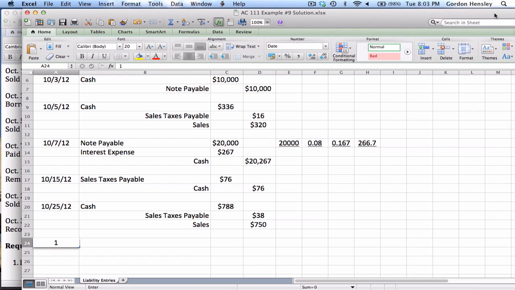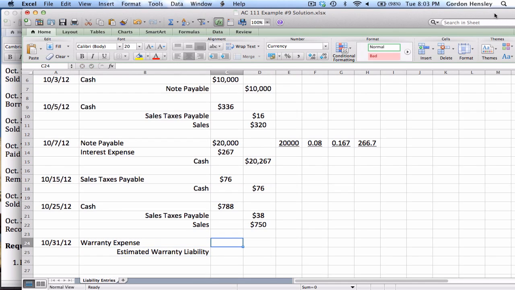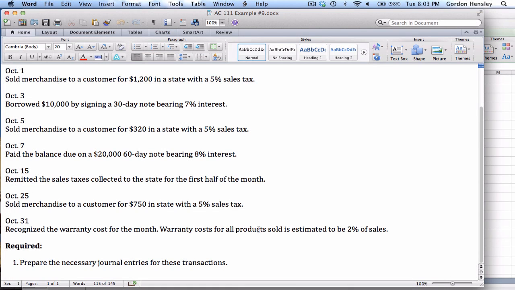So this is going to be on the 31st. The proper titles to use, we saw an example of this in the other video. It's an expense. It is a warranty expense, so that must be debited. And it is a liability, but it's an estimated liability. It's an estimated warranty liability. We just have to figure out the amount. Now, it's based on their previous experience, so they're saying it's based upon 2% of sales.